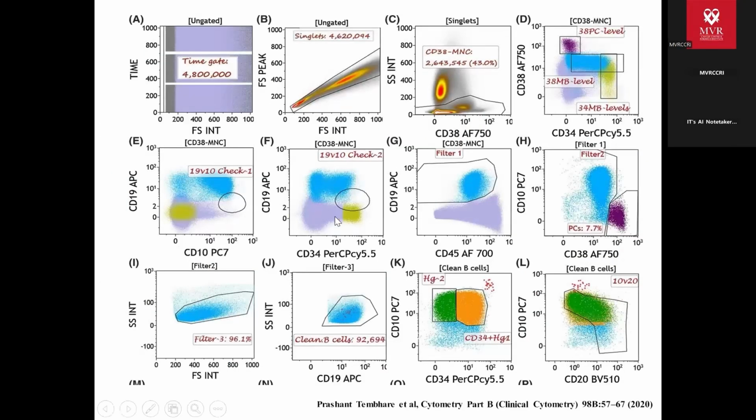This has been taken from the paper from Dr. Tenbare. In addition, once we have set the template, another thing we need is a gating strategy. So how are we going to take out these abnormal B blasts?